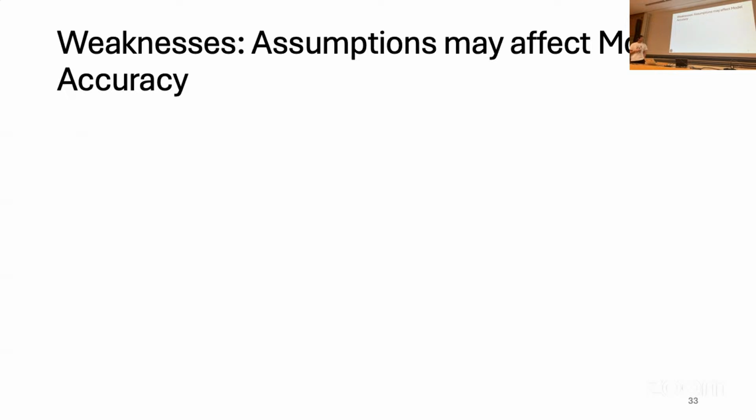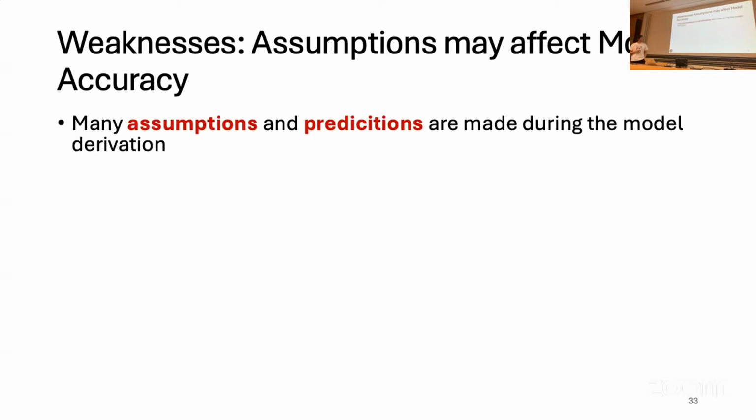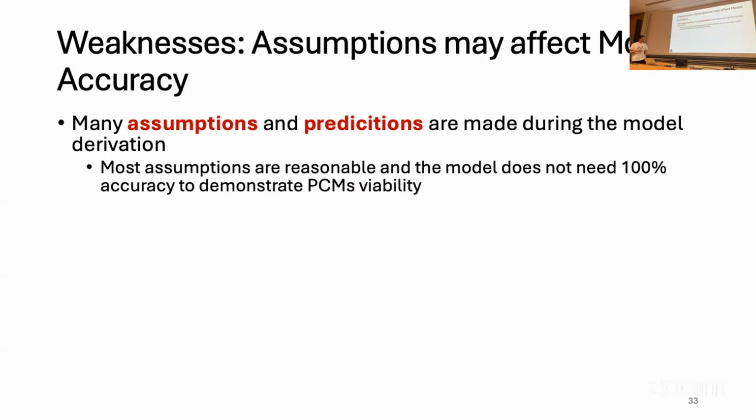And the last weakness I could come up with is that the paper makes quite a few assumptions and predictions during the model derivation, which might or might not affect how realistic the model is. And I have to make a quick note that, in my opinion, most assumptions are very reasonable and authors provide good evidence for them and also citations and whatnot. And the model also does not need 100% accuracy to demonstrate PCM's viability, which was really the main goal.